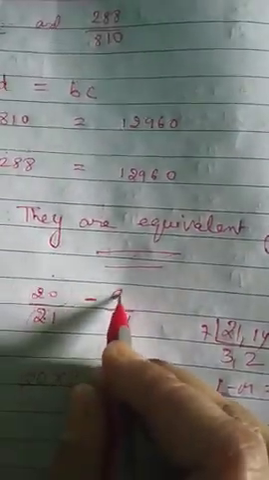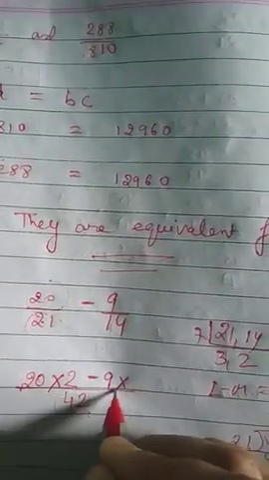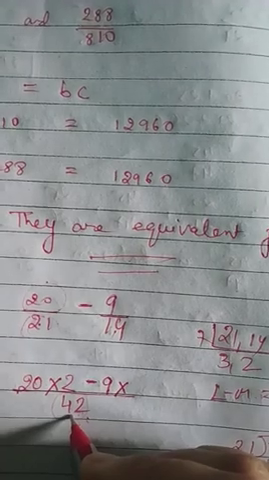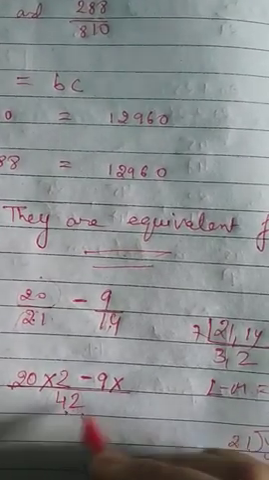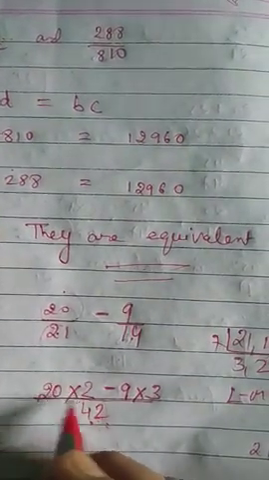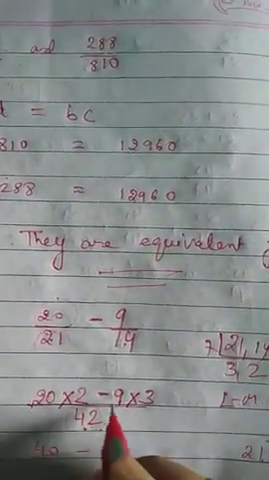Okay, now again this 9 will be in its own place only. Divide this and this. 14 into what, so that we will get 42? 14 threes are 42. So we will multiply here by 3. Simple. Now multiply 20 into 2, 40, minus 9 into 3, 27, by 42.